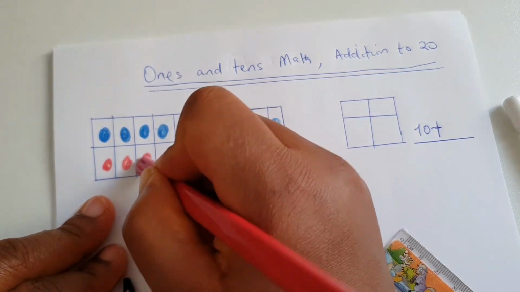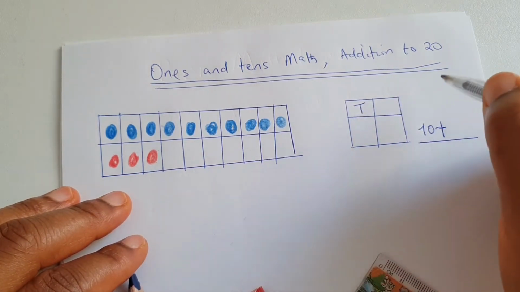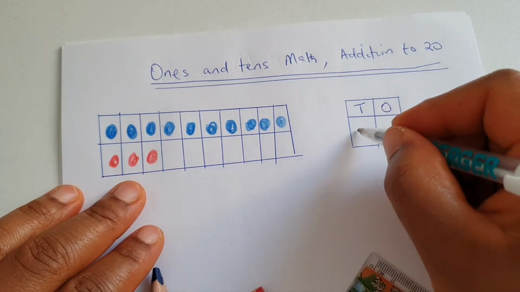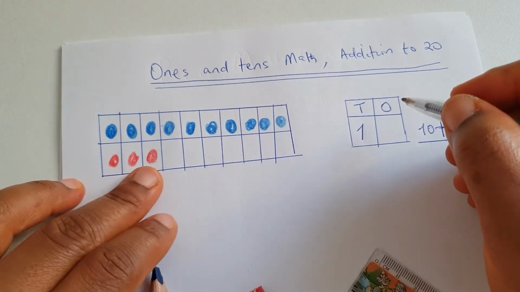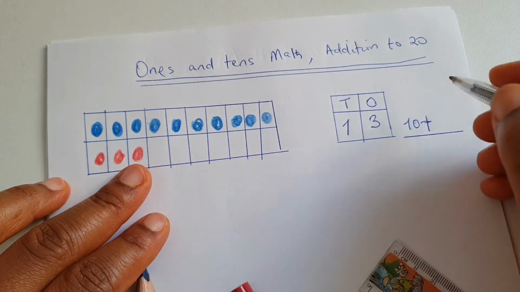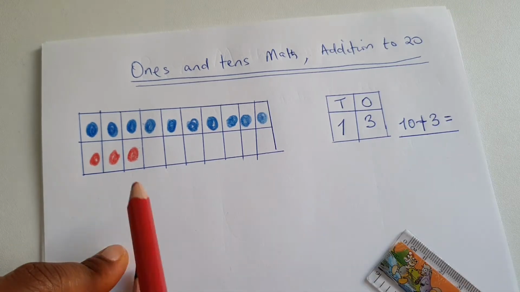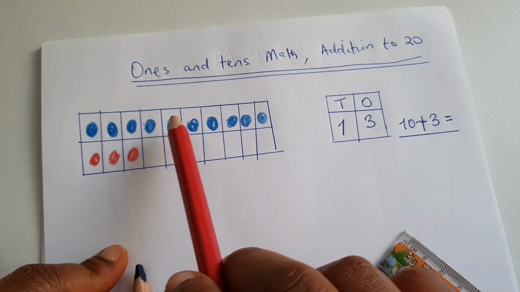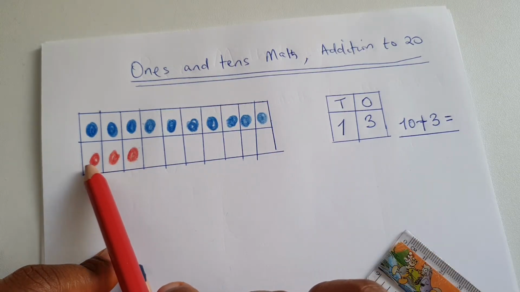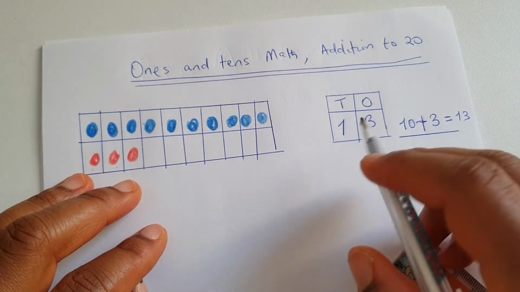Remember what we did previously. This 10, you write it under tens, and the ones that will come, you write it under ones. So I have 10 already here. I'll write it under tens and ones, and this 3 I'll write under ones. Then 10 plus 3 is equal to, then we count 1 2 3 4 5 6 7 8 9 10 plus this, then 11, 12, 13, and then it will be equal to 13, and that is what we have here.